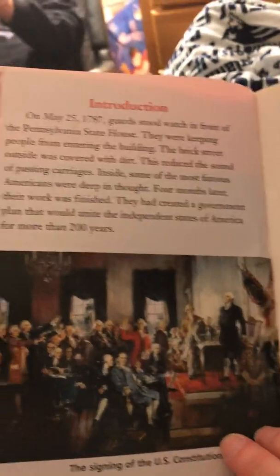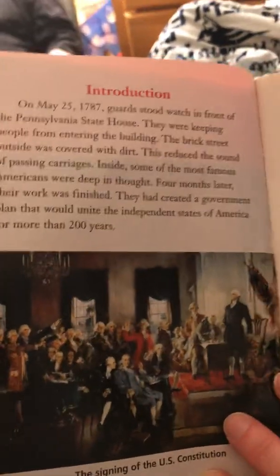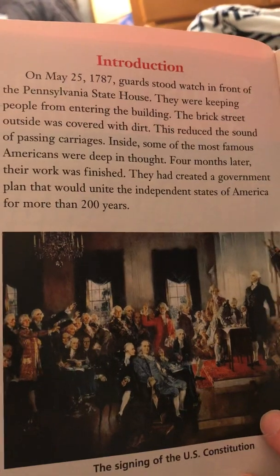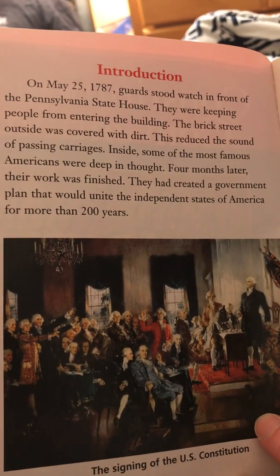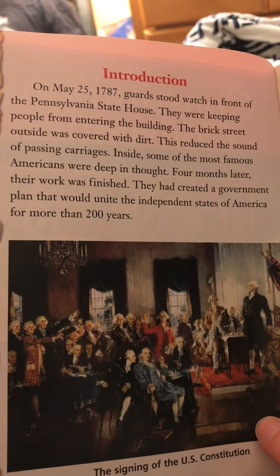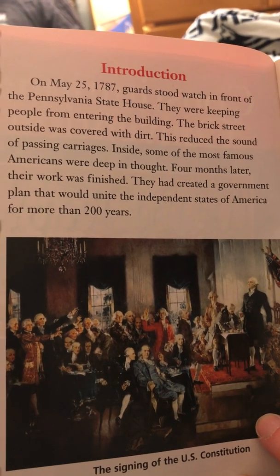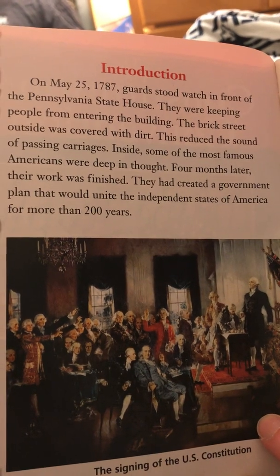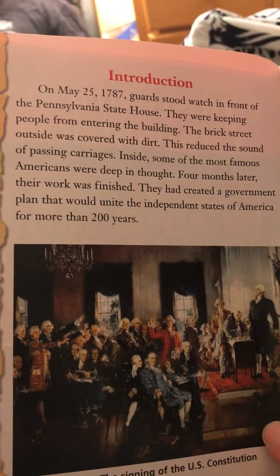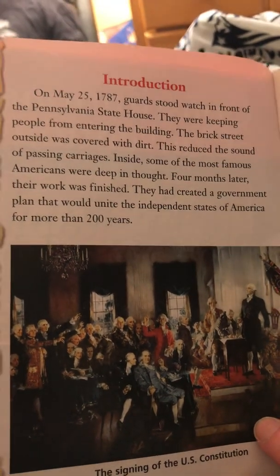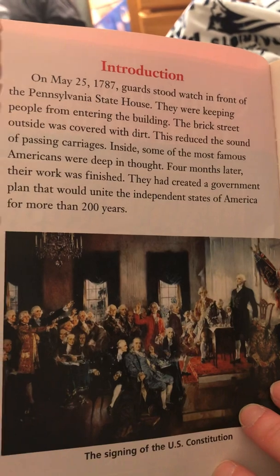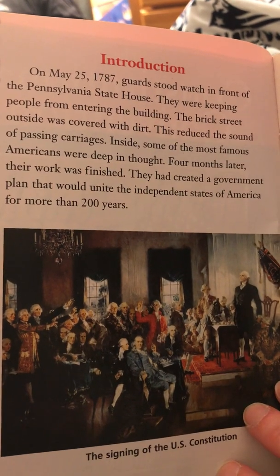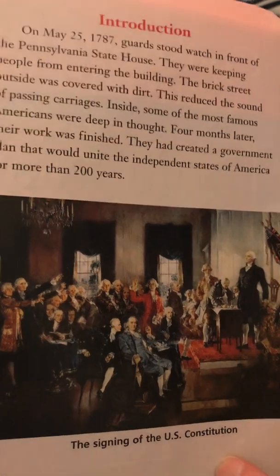Those are your terms. Now let's read about the Constitutional Convention by Judith K. Miller. Introduction. On May 25th, 1787, guards stood watch in front of the Pennsylvania State House. They were keeping people from entering the building. The brick street outside was covered with dirt. This reduced the sound of passing carriages. Inside, some of the most famous Americans were deep in thought. Four months later, their work was finished. They had created a government plan that would unite the independent states of America for more than 200 years.